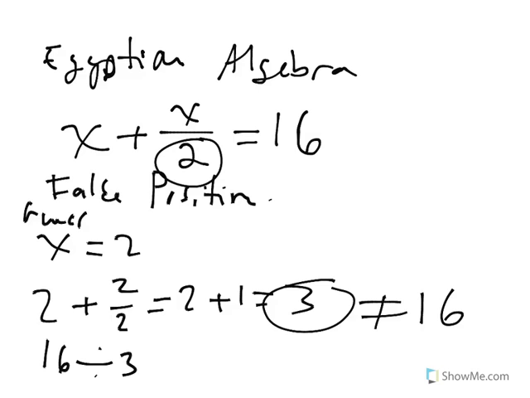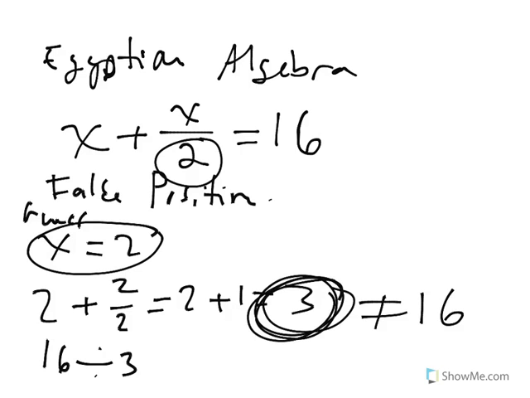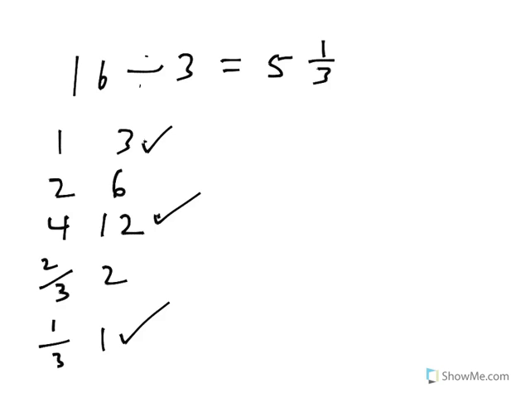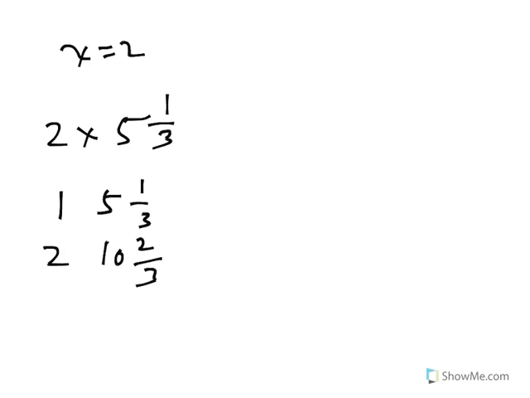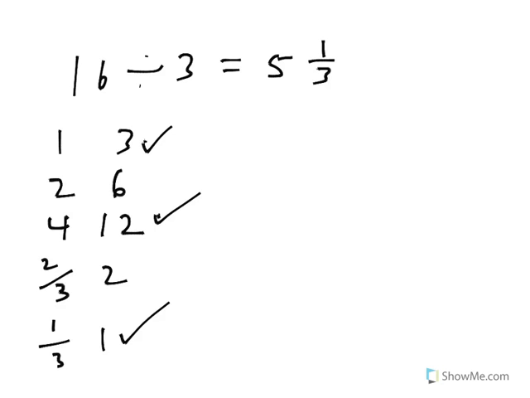Back to here. So our initial guess of 2 was not good because it got an answer of 3, which was off by a factor of 5 and 1/3. So I'm going to take my initial guess and just multiply it by 5 and 1/3, and that will get me my right answer. 1, 2, 10 2/3. And 10 2/3 is the answer to the original question.